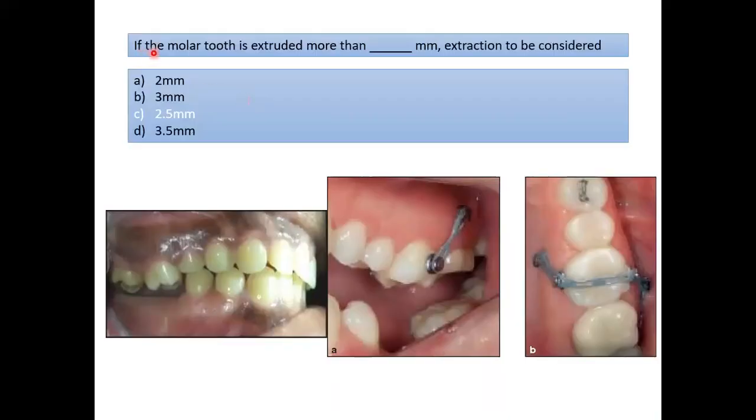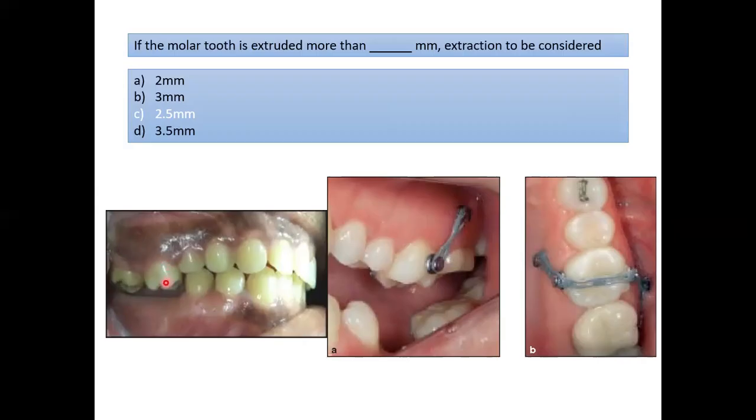So coming on to the next question: if the molar tooth is extruded more than how much, extraction should be considered? The options are 2, 3, 2.5 or 3.5. So why is this molar extrusion happening, and why is it a big issue? See this case where your first quadrant, that is your 16 and 17, because of absence of opposing contact, are completely extruded. Both the molars are supraerupted, and they have almost occupied the pontic space or the prosthetic space for the fourth quadrant region.